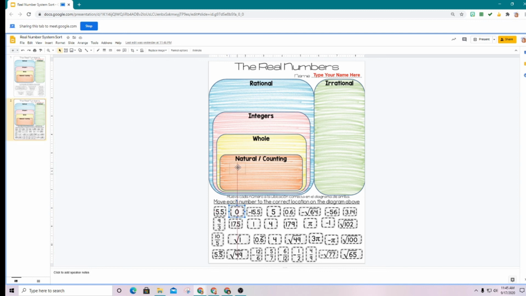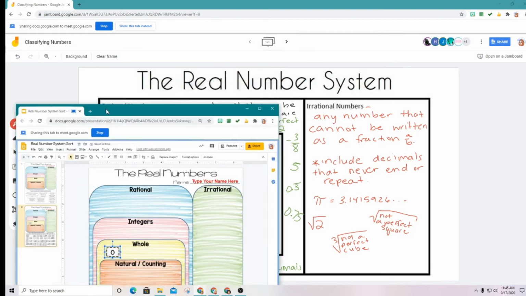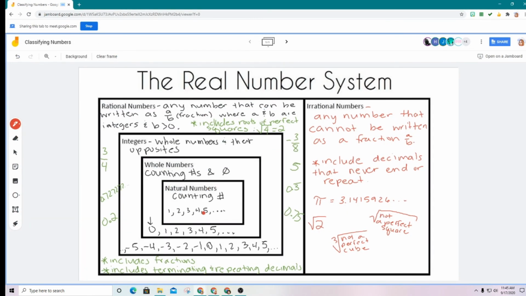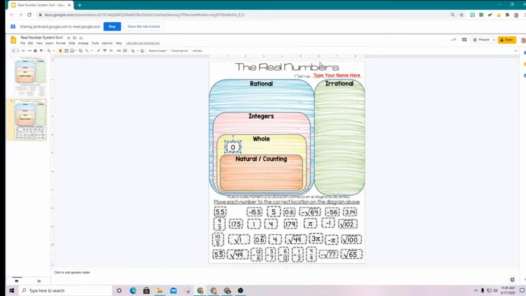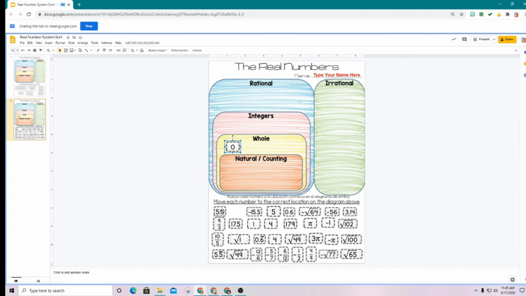So we know that 0 is a whole number, right? If I look back at the Jamboard, 0 wasn't included in my counting numbers, it's included in my whole numbers. And because it's a whole number, it's also an integer and a rational. But I want you to put it in the smallest place possible first. Okay? And then you'd keep going, like 5.5 is a terminating decimal, so we know it's rational, okay? So that's what you're going to be doing in class today, dragging these to where they belong.